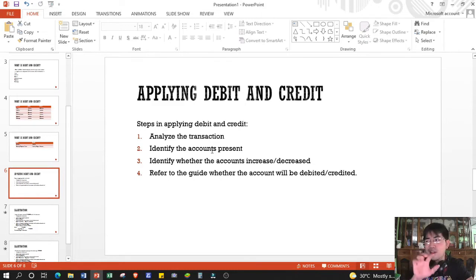Okay? If ma-extract na nimo unsang accounts ang naa dira, then you have to identify whether the account was increased or decreased because of the transaction. For example, if you have identified that there is cash, dungagan ba or nabawasan ang cash? If there is accounts payable, dungagan ba or nabawasan ang accounts payable? And the fourth is kung ma-identify na nimo unsa nga account and whether increase or decrease, tan-aw na lang ka sa kodigo, and you will now identify whether i-debit ba siya or i-credit.